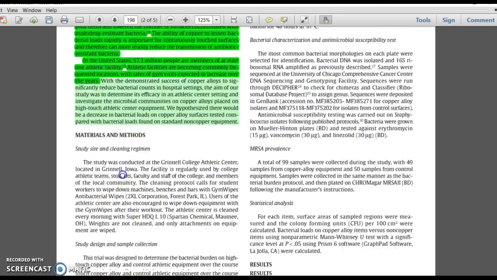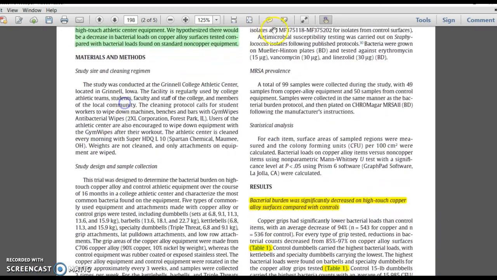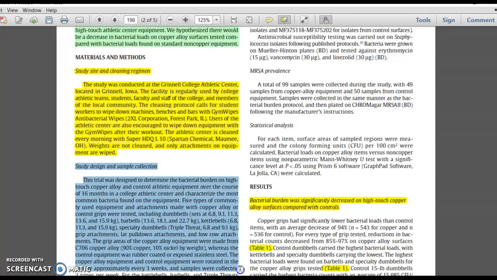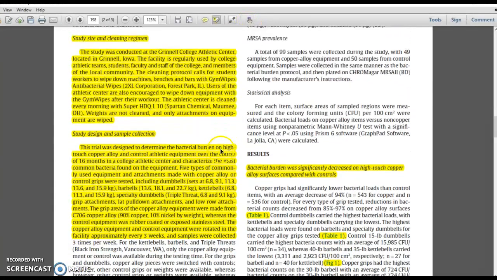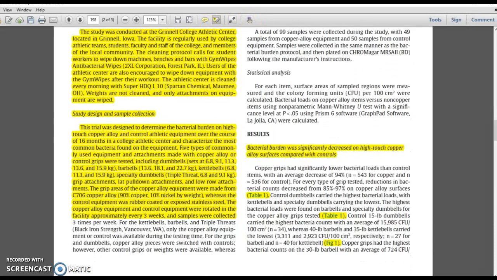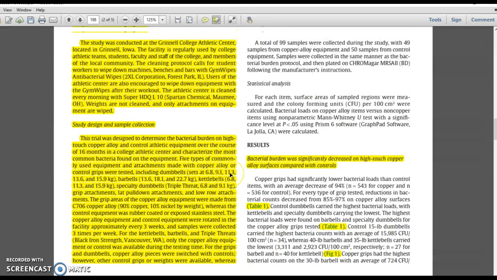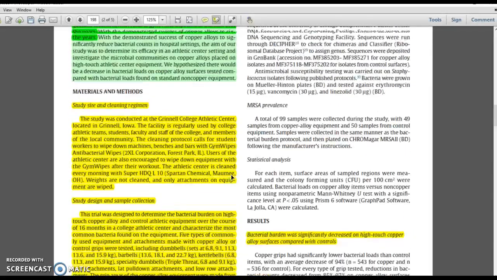So if I go back to my materials and methods, again, I would read, and let's keep this highlighted in yellow because it matches figure 1. So here they're talking about where they did it, where they collected samples, the study site, and cleaning regimen. And then here they're talking about how they collected samples and what types of samples they collected from. So the different barbells that they used. So we'll highlight that in yellow. That all deals with figure 1.